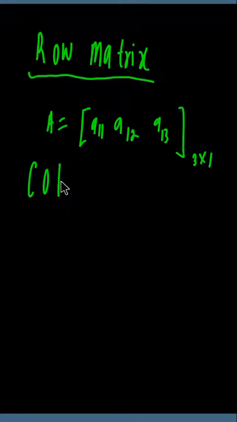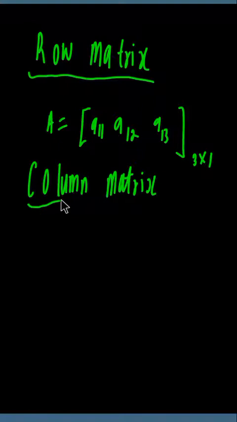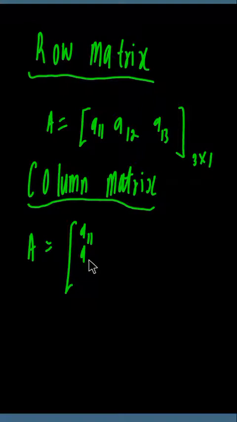Column matrix. For a column matrix, you know what to do. If a row matrix is a matrix that has just one row, what do you think a column matrix should be? That means a matrix with just one column. Let's say, for example, our matrix A is equal to A11, A21, A31. So this is what we call a column matrix.